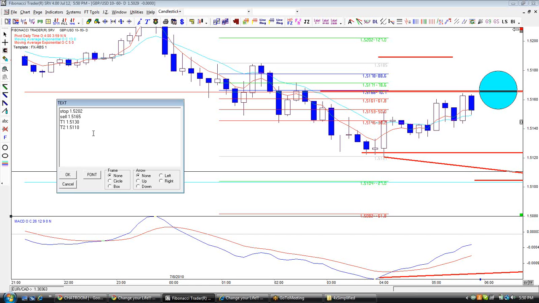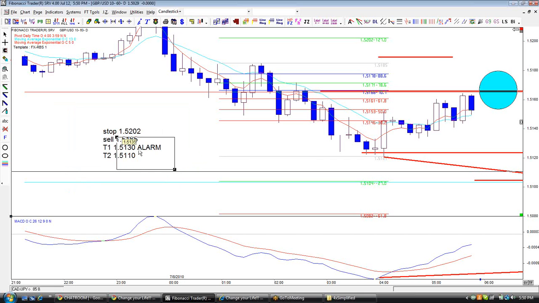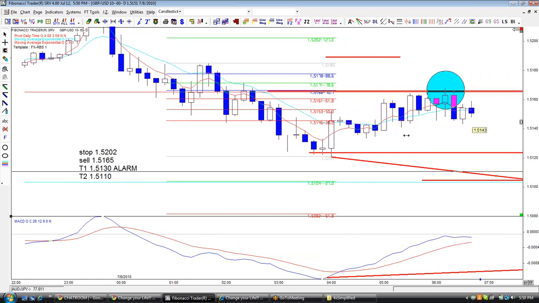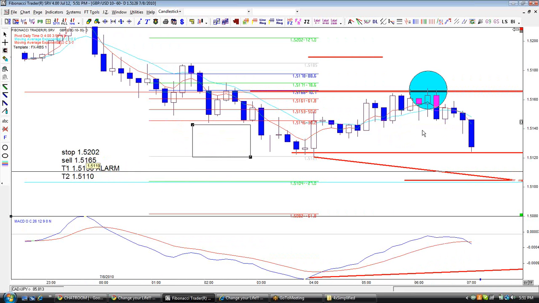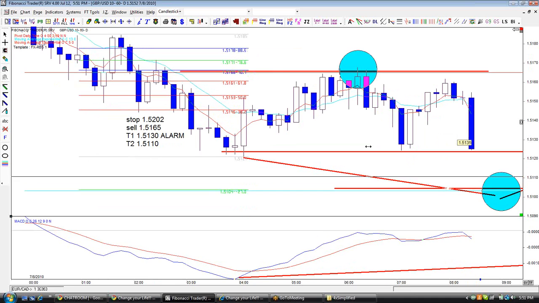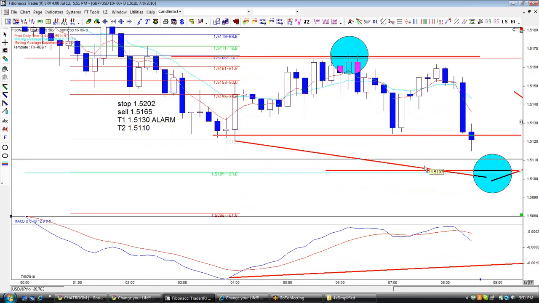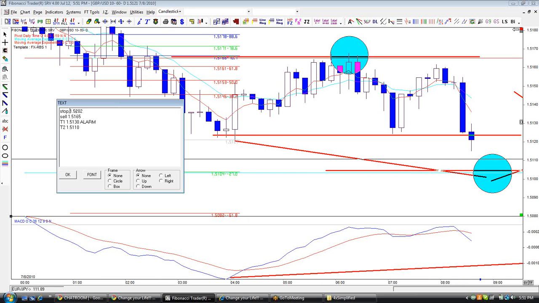Now in this case, what I would do is place an alarm at target 1, so when price moves, takes me in and hits target 1 here, I can go from my phone and move the stop from 152.02 to 151.65, or break-even point.